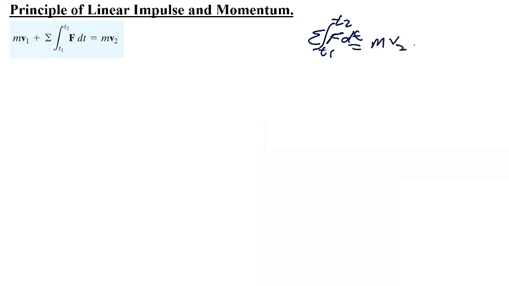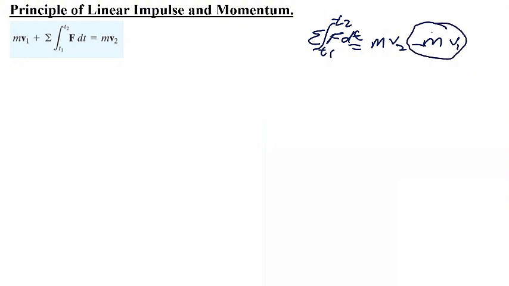So we now move on to the principle of linear impulse and momentum. We know that initially our equation is the summation of F, which is the integral of F dt from t1 to t2, is equal to mv2 minus mv1.